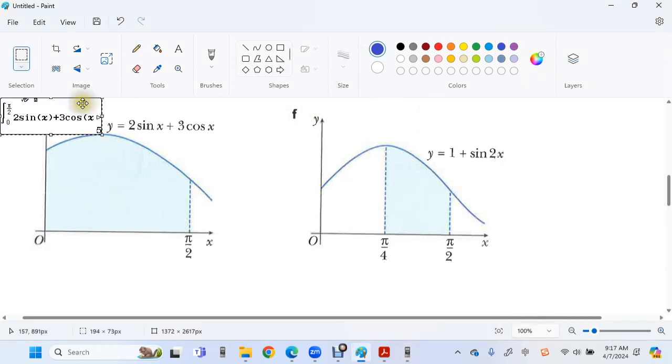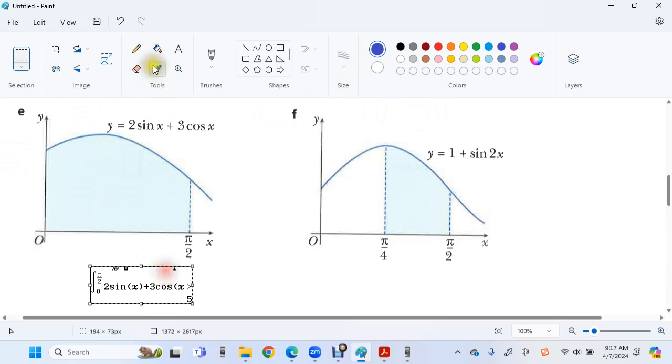If you didn't change the angle unit to radian, then you won't get the correct answer here.